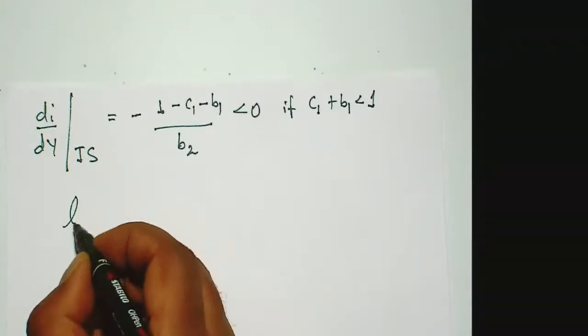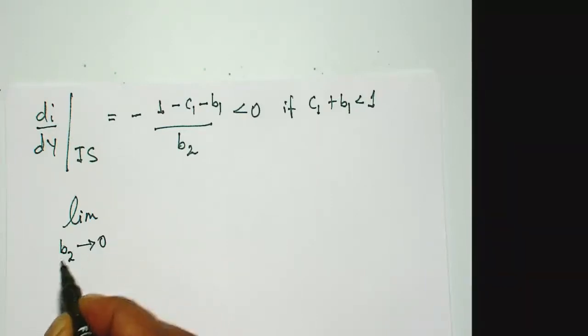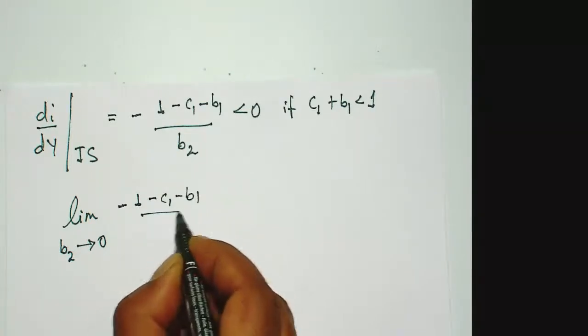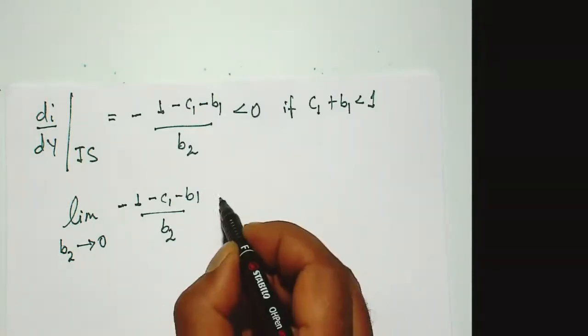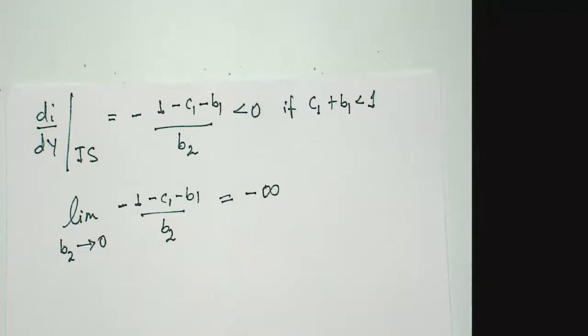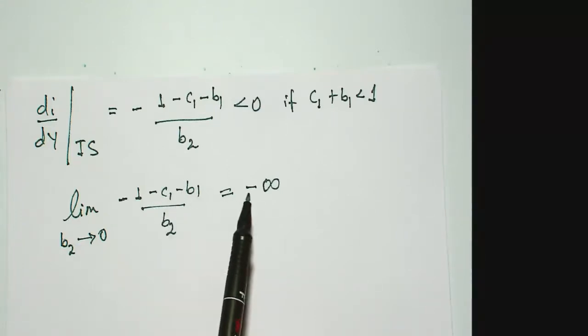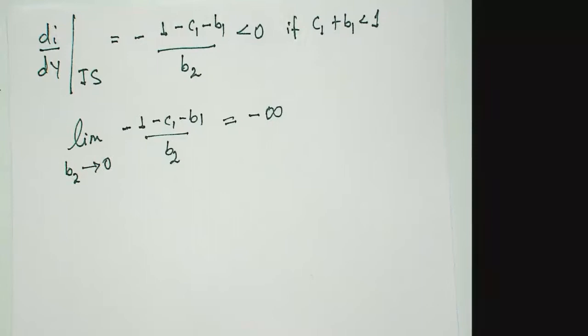So we are trying to calculate the limit of our equation here. If B2 converges to 0, the limit of (1 minus C1 minus B1) over B2 would give me a value of minus infinity. This is to say, if my B2 is converging to 0, not actually becoming 0, this number is becoming very, very small, and this is pushing my entire value to negative infinity.